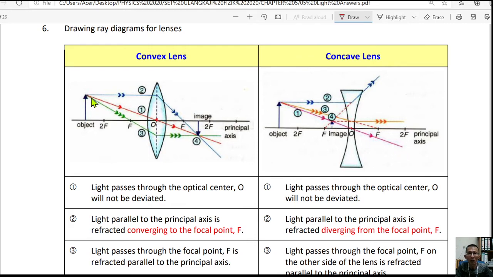Now line number 2. I draw a line parallel to my principal axis. And what happens after it hits the center line of the optic? It will be converged to my focal point. However, for a concave lens, the line parallel to my principal axis will be diverged from the focal point. Let's see how this works.